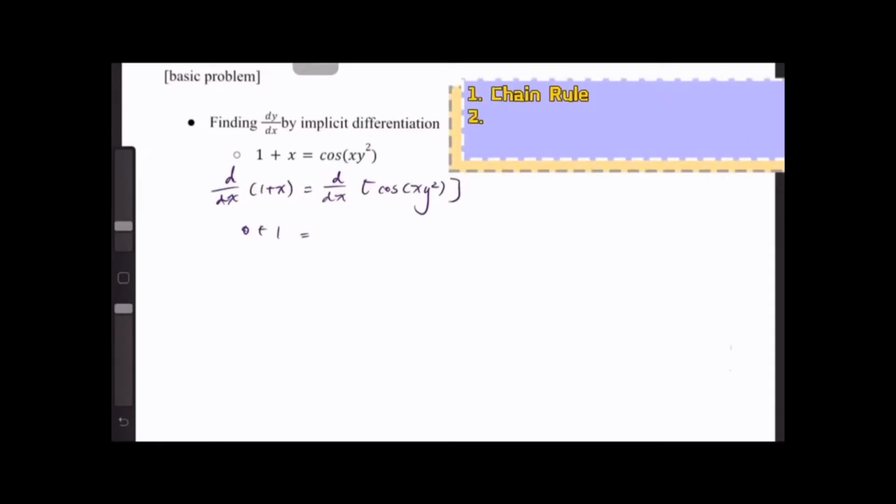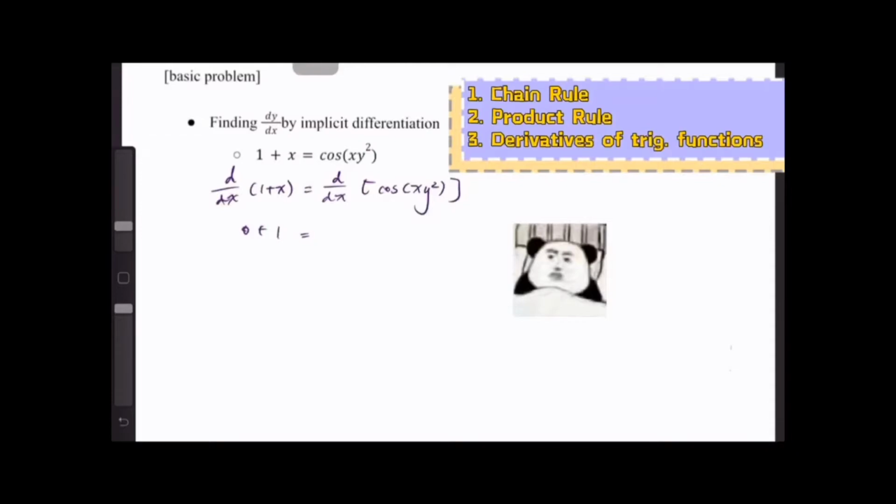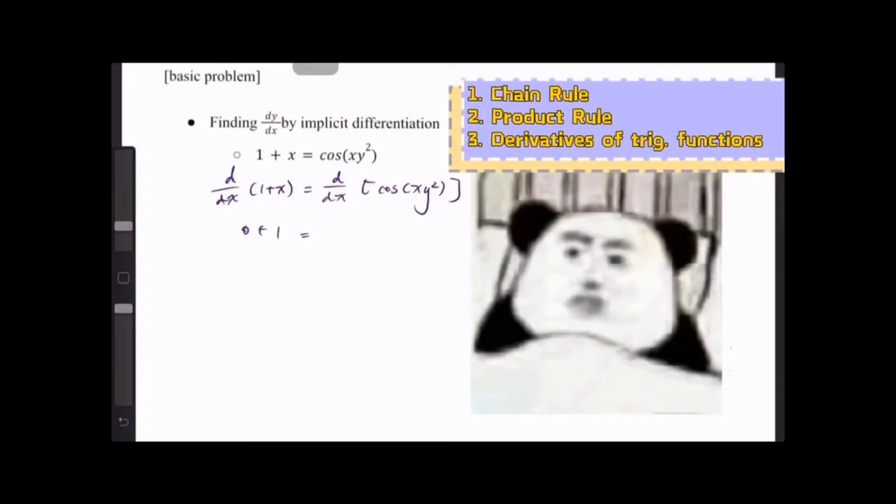Okay, so in this problem, we're finding dy/dx by implicit differentiation. To start, we have to take the derivative of both sides with regard to x. For the derivative of the left side, we simply get 0 plus 1. Notice that in order to solve the derivative of the right side of the equation, you have to know the chain rule, the product rule, and the derivatives of trig functions. Let me emphasize this a bit. You have to know those rules.